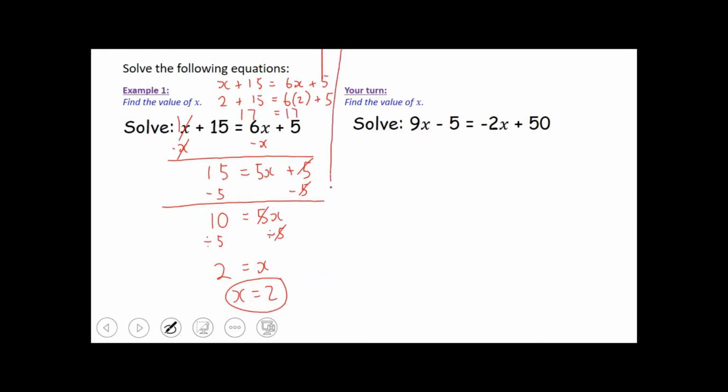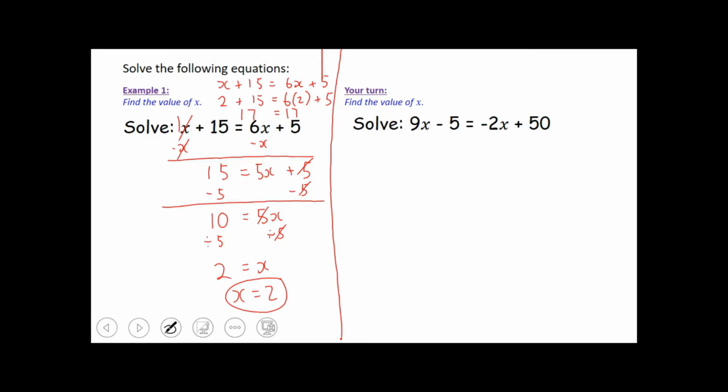What I want you to do now is attempt this question, press pause, and then answer the question. Right, thank you. Now what we'll do, we'll just go over this before I set you off with the task.